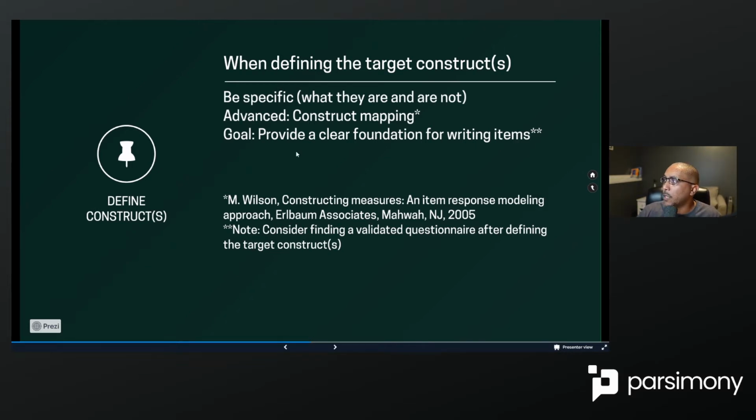The goal is to have a very clear foundation of the constructs you're trying to measure, so that when you move into the next phase where you're writing the items, you can identify the construct that each item is trying to measure, and write those items to those constructs without drifting away and asking questions that are not relevant to the constructs you're trying to measure.